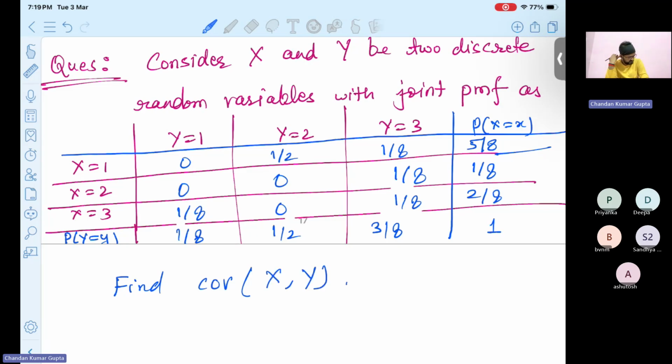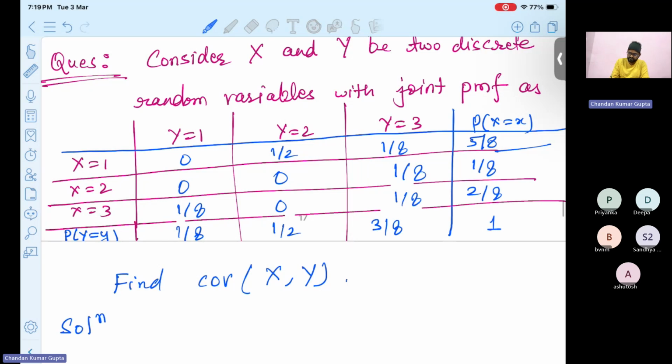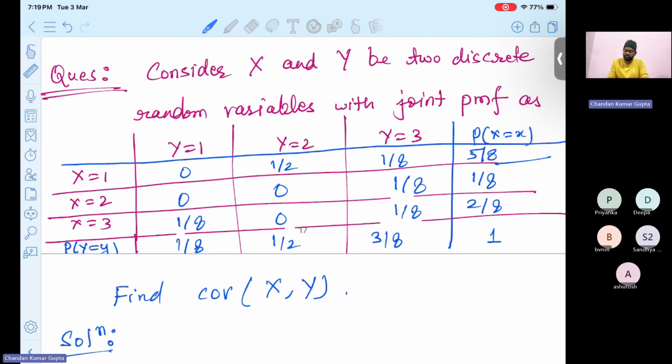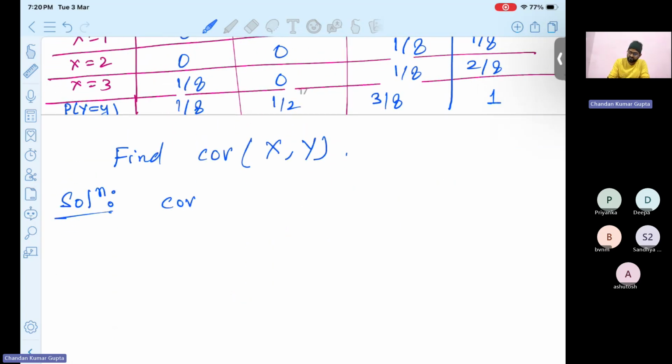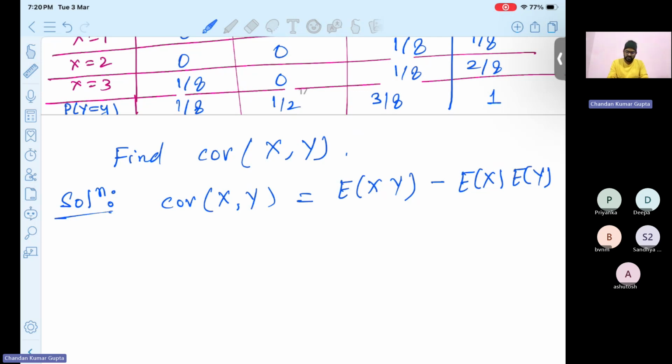So yes, it's not that tough a question, just a simple calculation. Today's whole lecture is based only on calculation and topic concept. You need to find the covariance between X and Y. What is the formula for covariance? The covariance between the random variables X and Y is the expectation of XY minus the expectation of X times the expectation of Y. This is the formula.